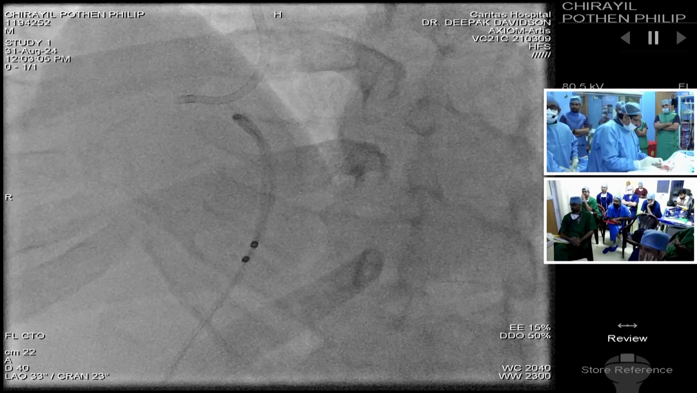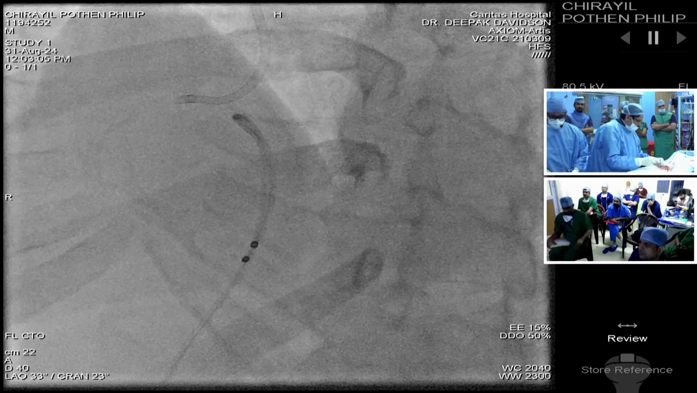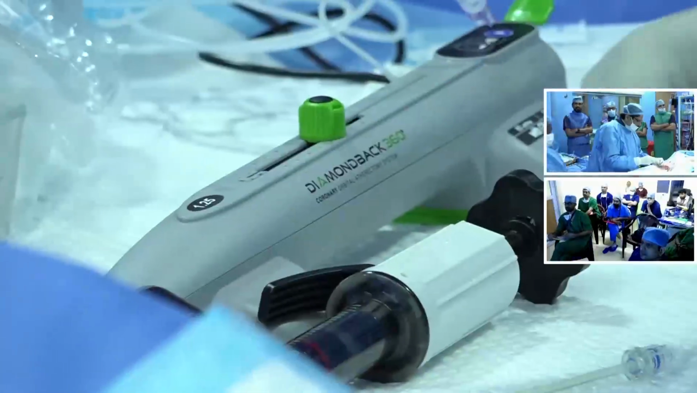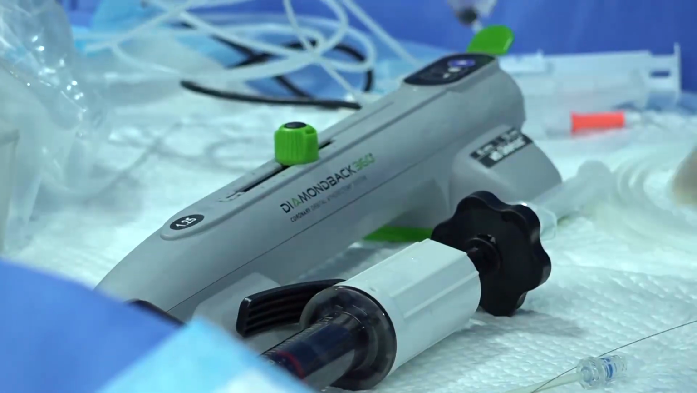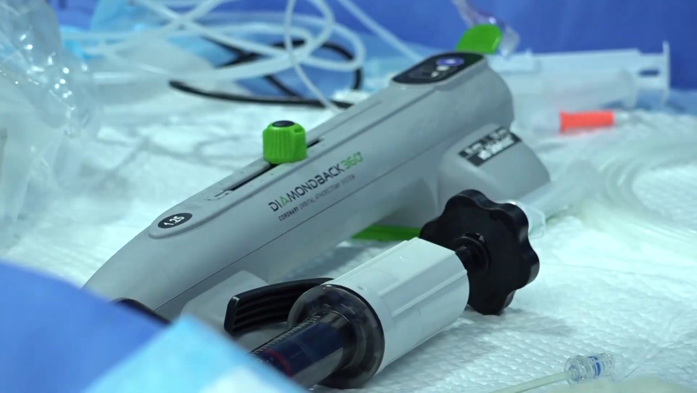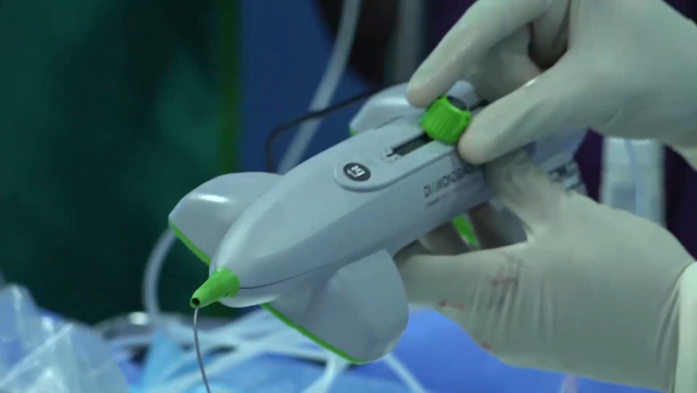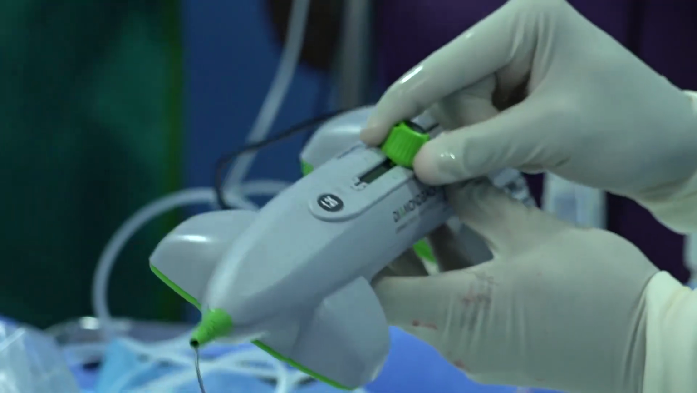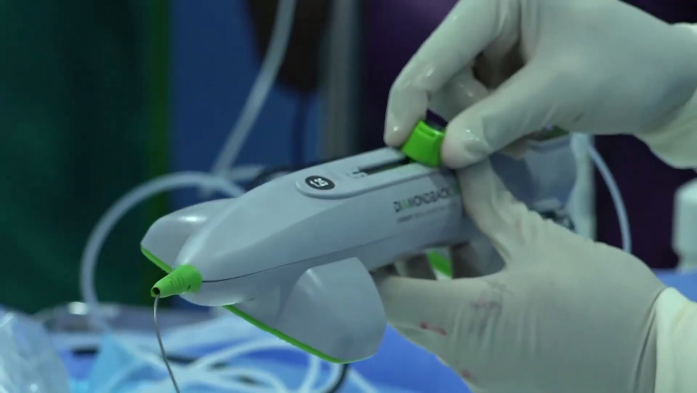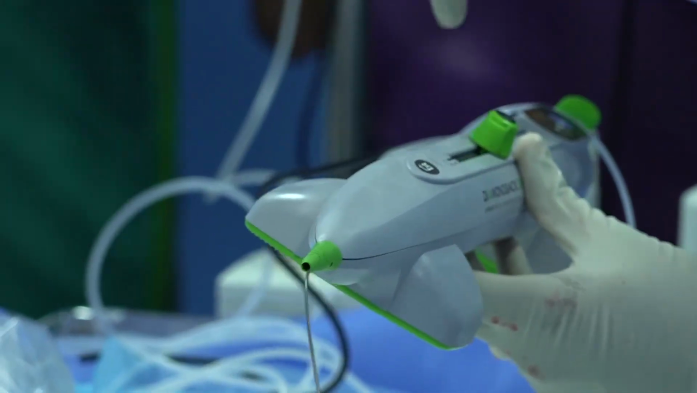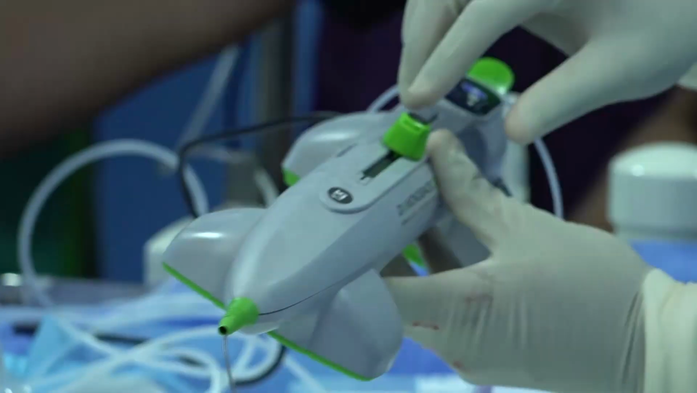So regarding, can you again focus on the table? Again the device over here. We have the flush coming in, and then we have the handle. We have the advancer knob. We always keep the advancer knob locked. Open means it's ready to fly, so always keep it locked.